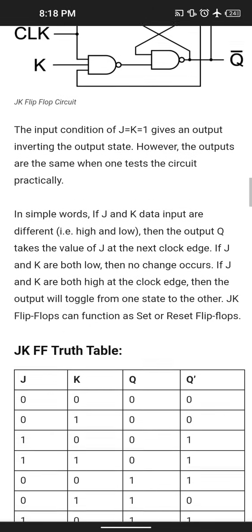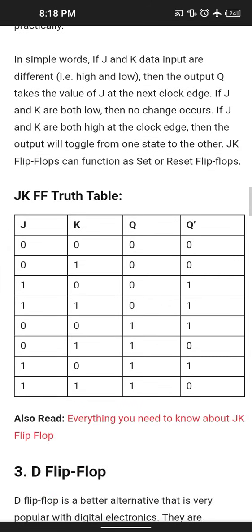JK flip-flop truth table. Now you can see J is equal to 0, K is equal to 1, then Q is equal to 0 and Q bar is equal to 1. If J is equal to 1, K is equal to 0 in the last, then Q is equal to 1 and Q bar is equal to 0. This is called toggle mode.